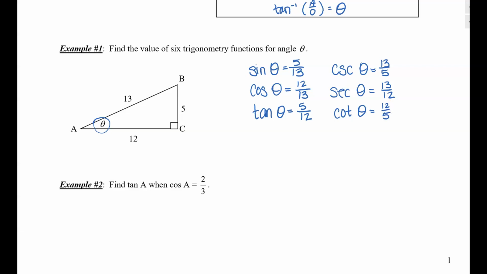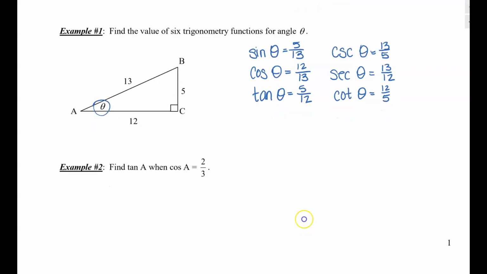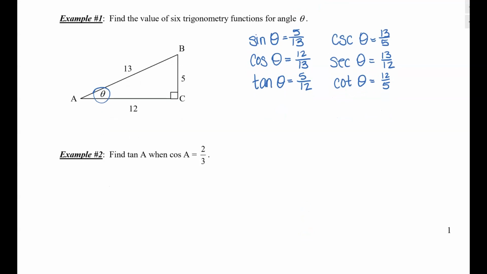Now let's say that we are asked to find, example number 2, tangent of A when cosine is given. Well, I don't have a triangle, so let's draw it. Okay, so here's my triangle. We are dealing with right triangles because we're using sine, cosine, and tangent. Ladies and gentlemen, you cannot use sine, cosine, tangent, the reciprocals, and the inverses on a triangle that is not a right triangle. It must be a right triangle. You should write that down.